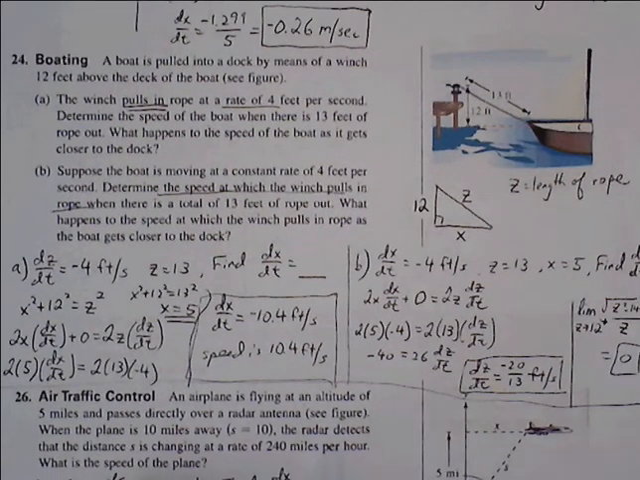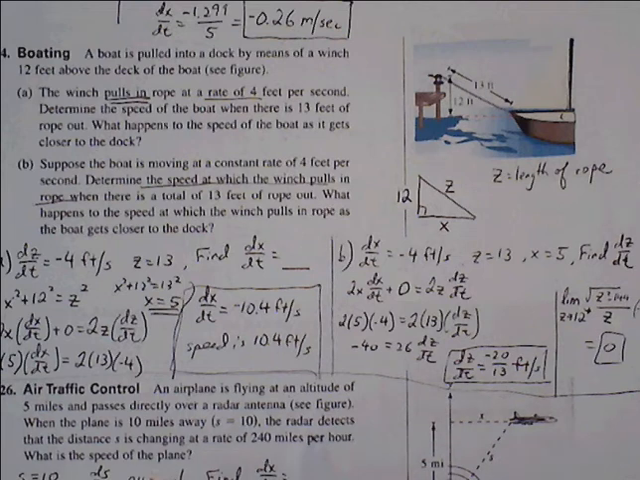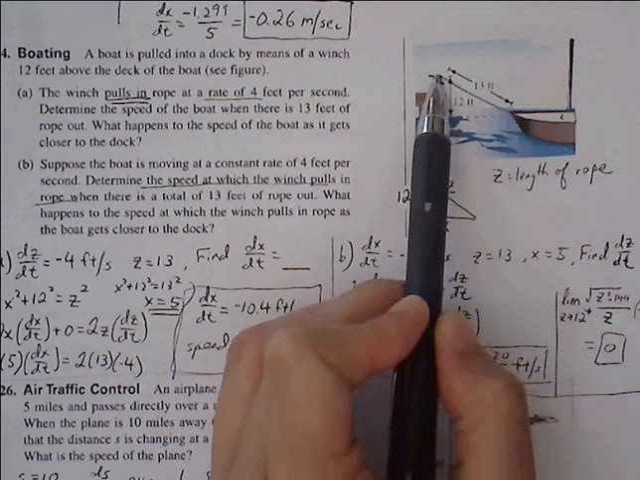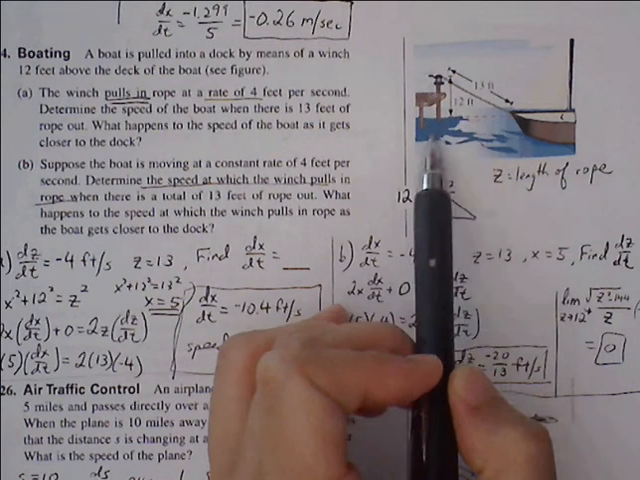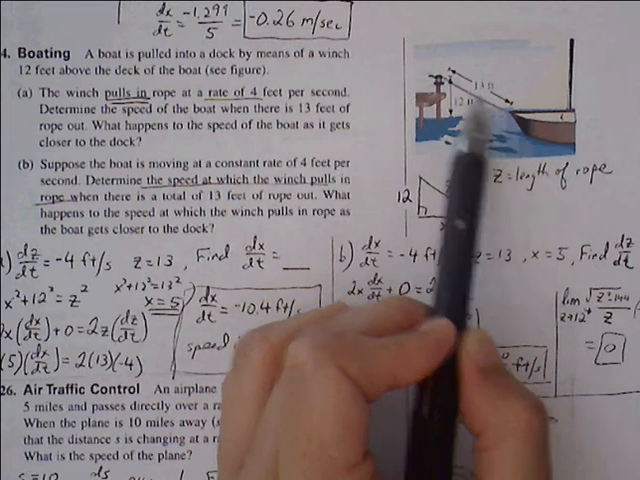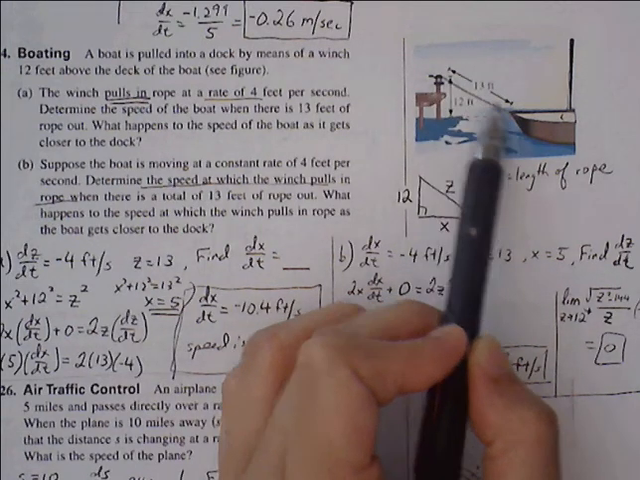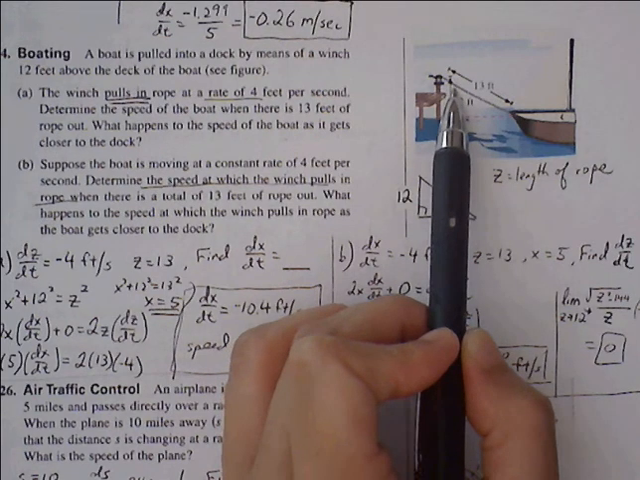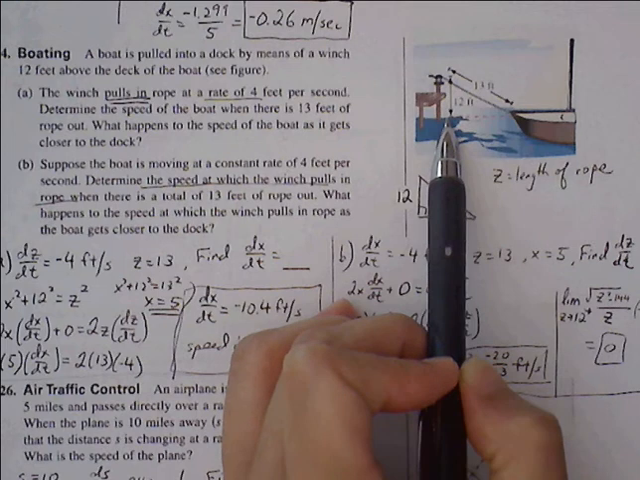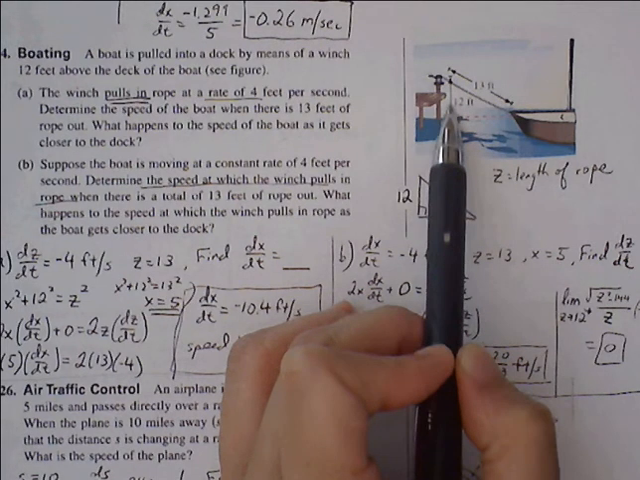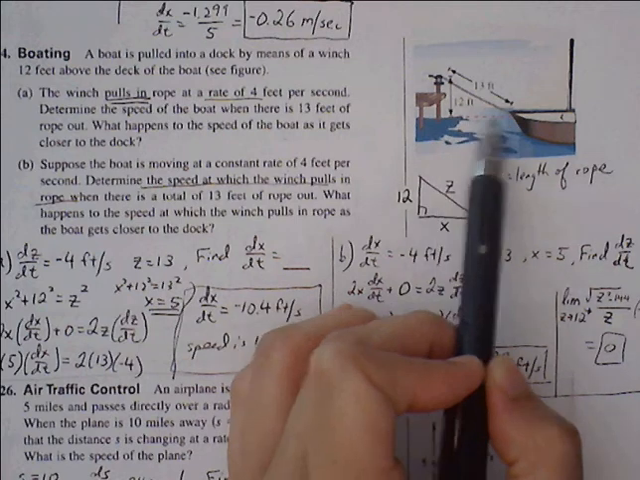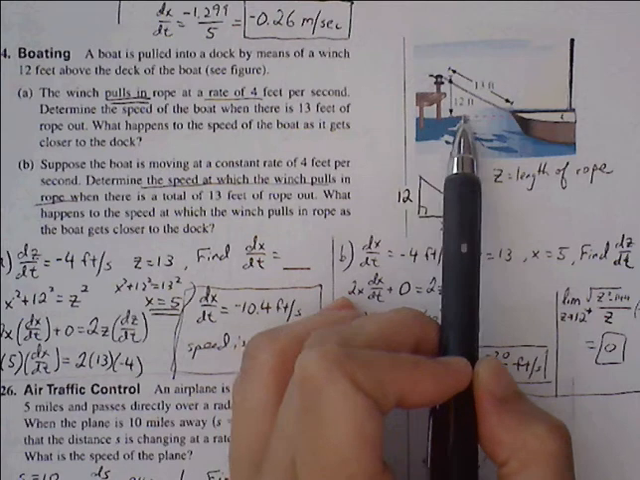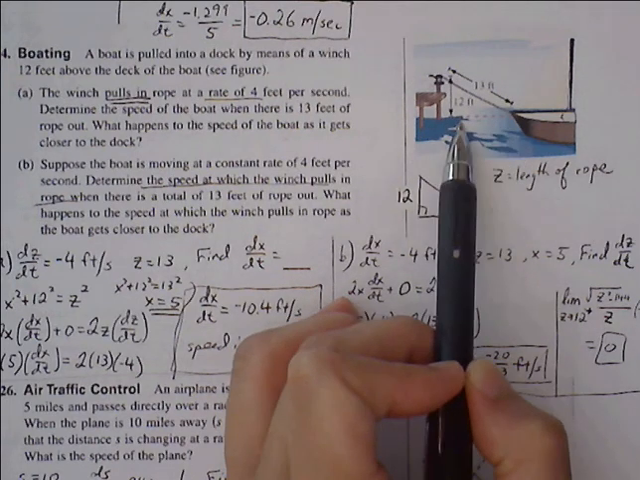24: a boat is pulled into a dock by means of a winch 12 feet above the deck of the boat. So here we have a right triangle, and we can think of this as the hypotenuse. So the hypotenuse is going to be decreasing over time. This is the distance between the winch and the water below. So this length is not going to be changing over time. And then we know x will be changing over time since the boat is getting pulled towards the dock, which means that we expect this x to be decreasing over time.